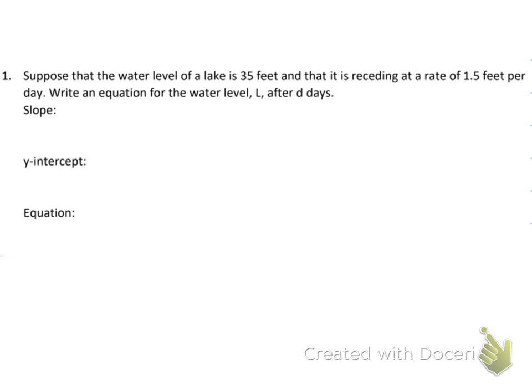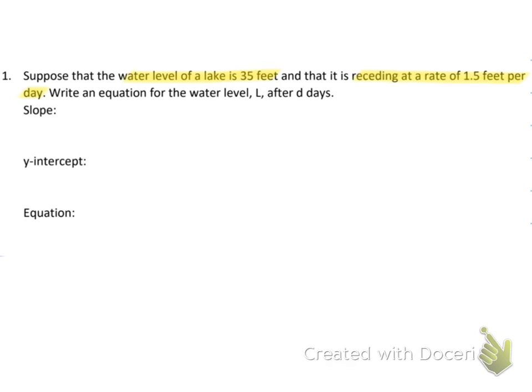Okay, so the first question says, suppose the water level of a lake is 35 feet and it is receding at a rate of 1.5 feet per day. Write an equation for the water level L after D days. So here our rate is going to be a few things. So let's go ahead and highlight the numbers that we have. We got that the water level of the lake is 35 feet and that it is receding at a rate of 1.5 feet per day.